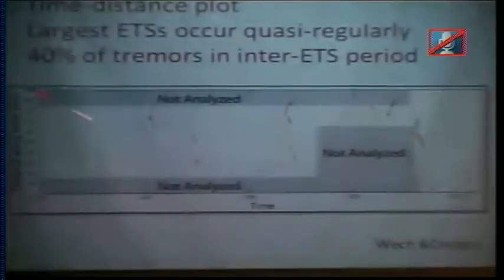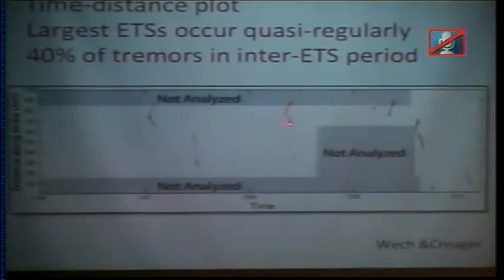So to get oriented, here's a time distance plot for about 4 years along the Cascadia margin. And we see that there are large ETSs every so often. And in fact, their recurrence intervals vary along strike, but over a big range of strike up here in northern Washington, southern Vancouver Island, it's about 14 months. We also see from this plot that there's about 40% of the tremor occurring between these major ETSs, and I'll have something to say about that at the end of the talk.